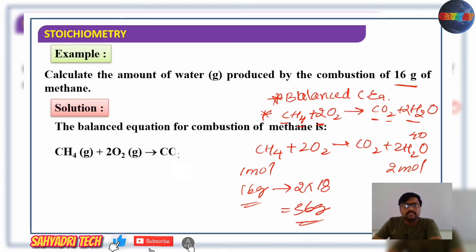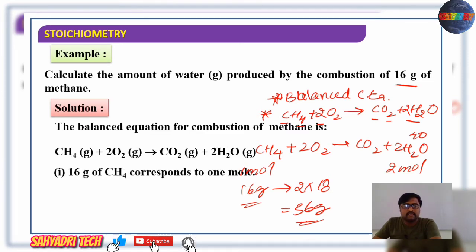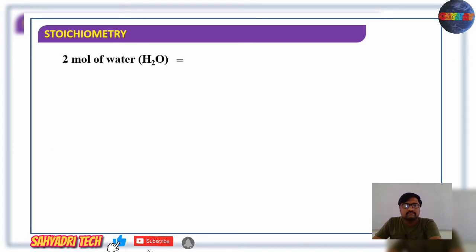Say the balanced equation that I wrote here. 2 moles of water, that is 2 into 18, how much? It is 36 gram of water produced. If 16 gram of methane is subjected to combustion, 36 gram of water will be produced during the reaction.